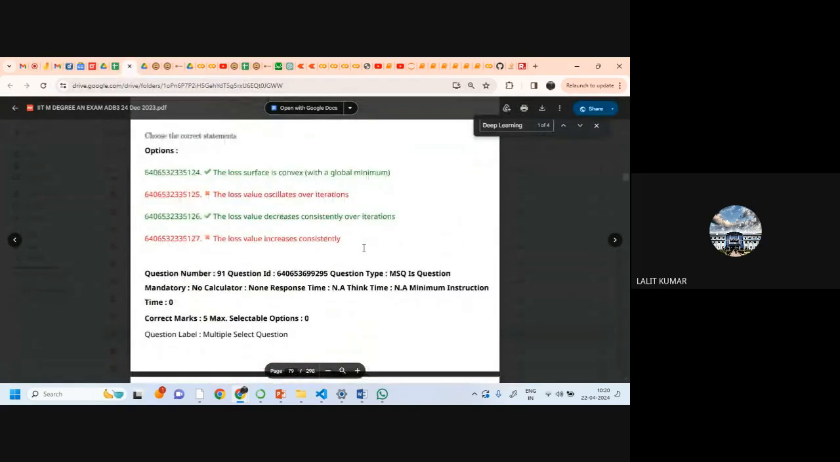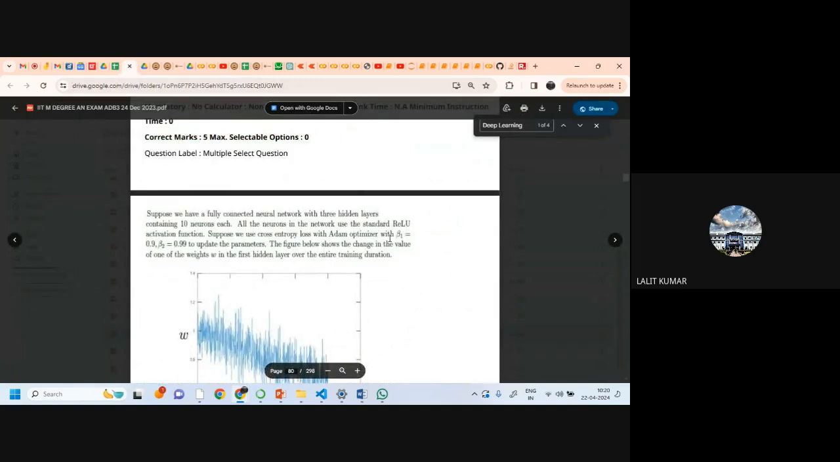Okay, we come to the next question. Suppose we have a fully connected neural network with 3 hidden layers containing 10 neurons each. All the neurons in the network use the standard ReLU activation function. Suppose we use cross entropy loss with the Adam optimizer with beta 1 equal to 0.9 and beta 2 equal to 0.99 to update the parameters. The figure below shows the change in the value of one of the weights W in the first hidden layer over the entire training duration.